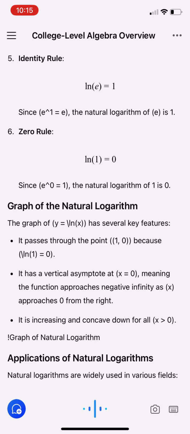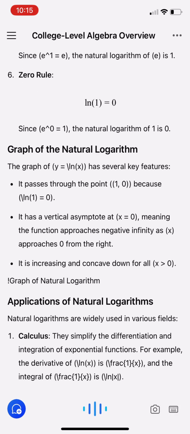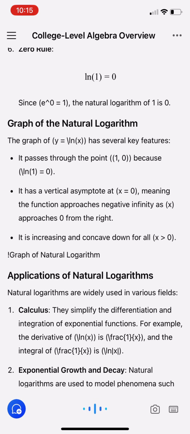Graph of the natural logarithm. The graph of y equals ln x has several key features. It passes through the point (1, 0) because ln 1 equals 0. It has a vertical asymptote at x equals 0, meaning the function approaches negative infinity as x approaches 0 from the right. It is increasing and concave down for all x greater than 0.